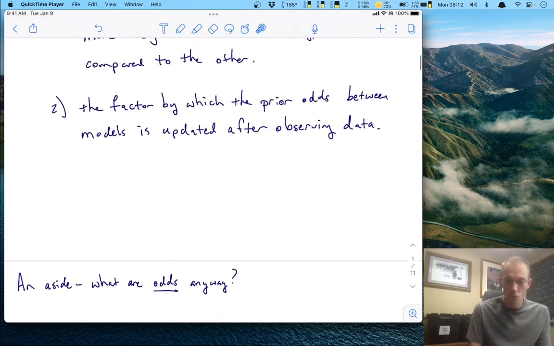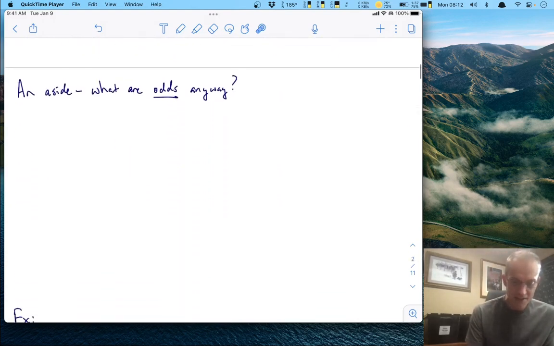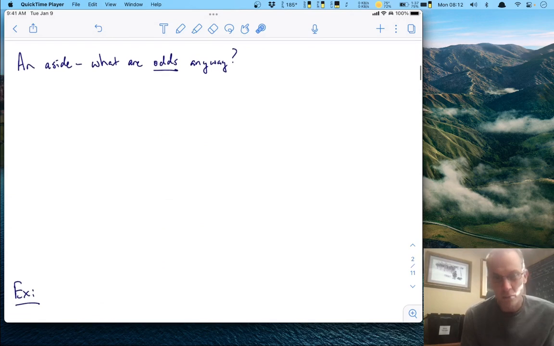So when we're talking about these Bayes factors, we're using this notion of odds. It's the factor by which the prior odds is updated after observing data. So basically we're getting posterior odds from one model over another. And so people often have a really good question, especially if they haven't done a lot with probability theory before, and that is: what are odds anyway? What's the difference between odds and probability? So I want to take a little aside and investigate the differences between these two concepts. They're extremely related, but they're slightly different.